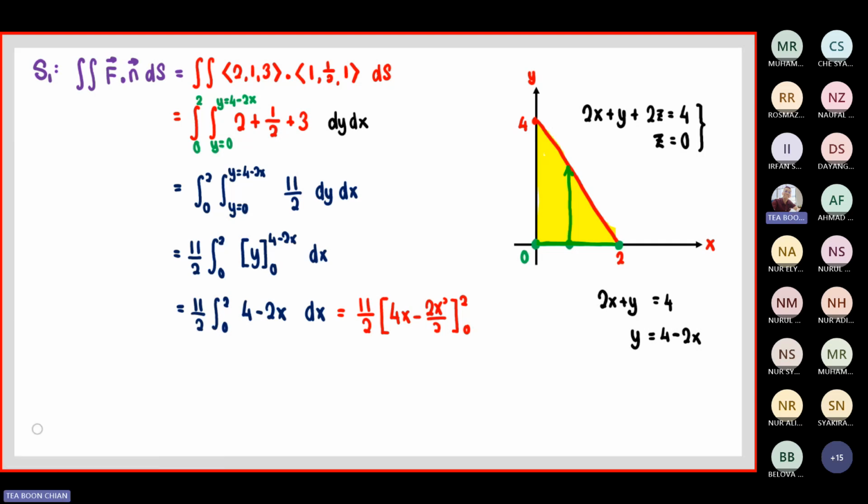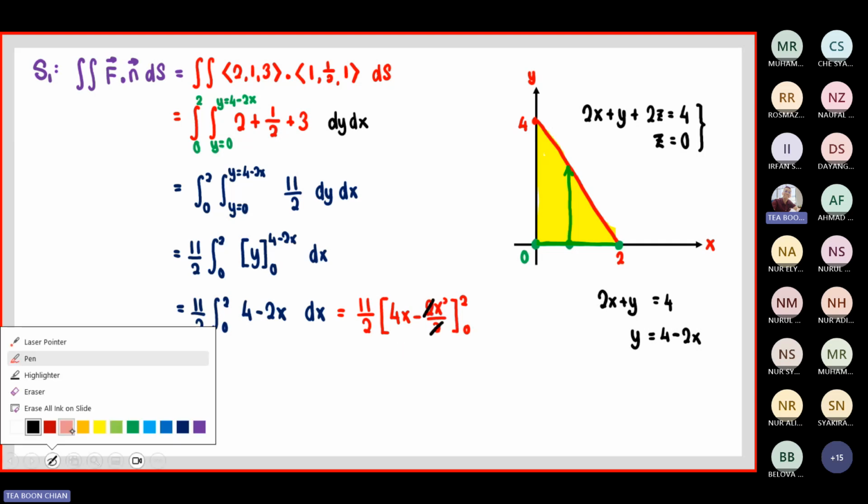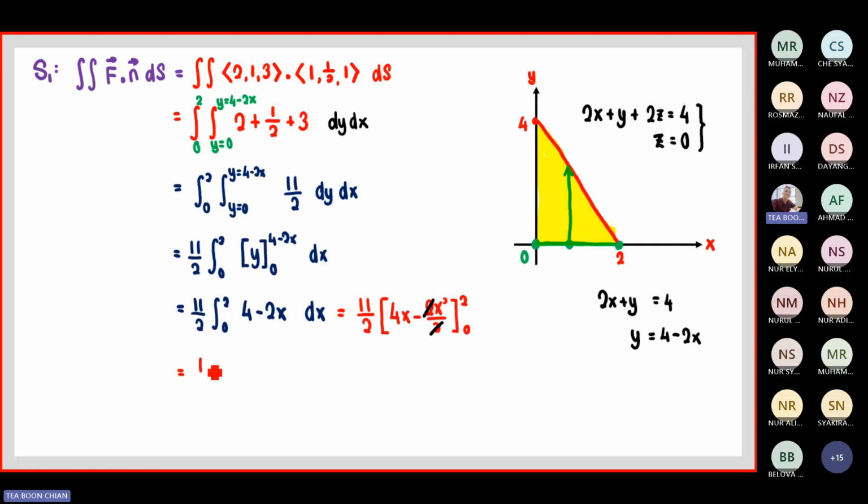Okay. Now, the evaluation here should be straightforward. In the end, you get 11 over 2 multiply 4 multiply 2, 8 minus 2 squared, 4, which gives you 4. In the end, the flux acting upward is 22, the value. Okay, the flux acting upward is 22, positive.